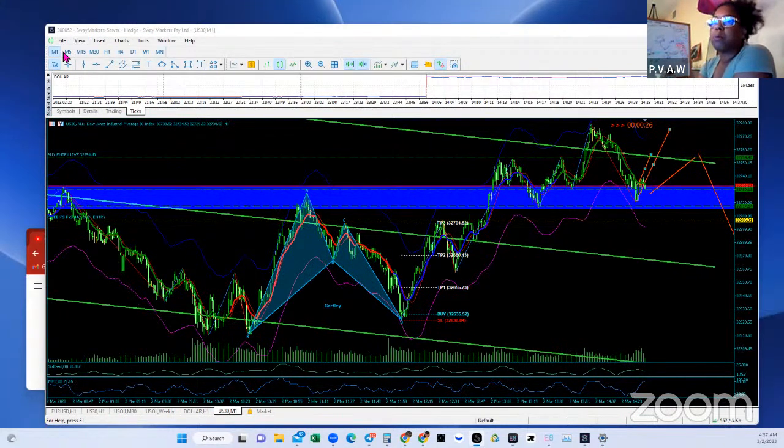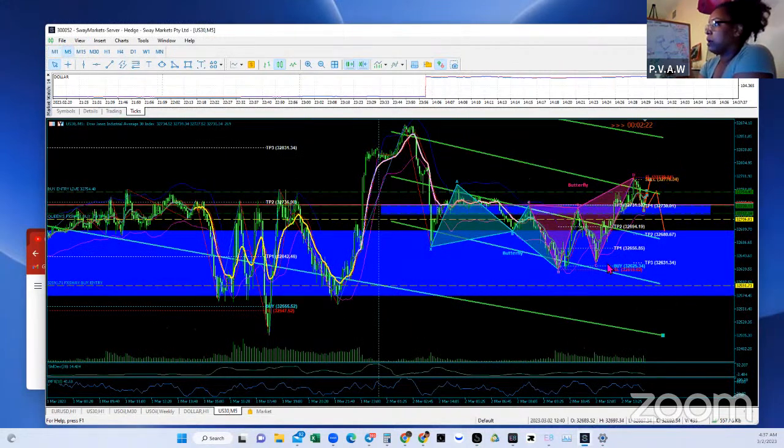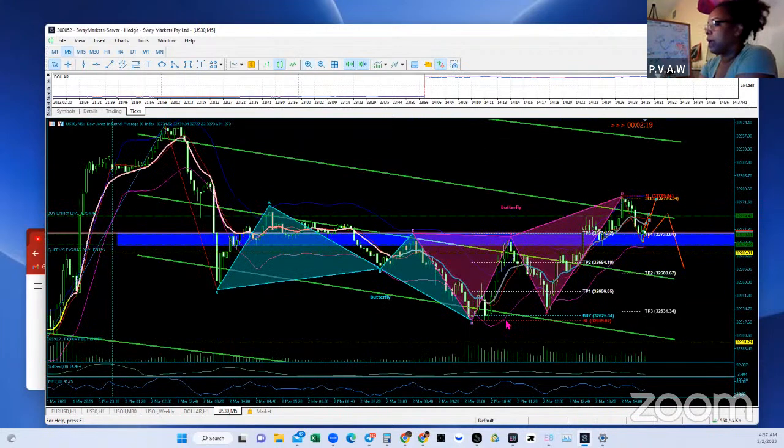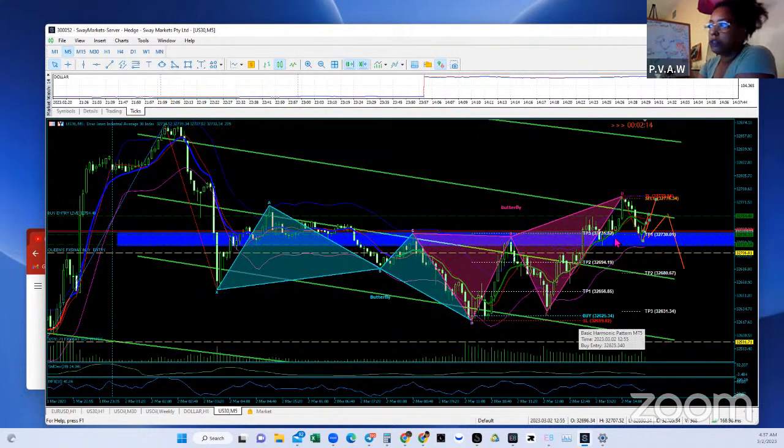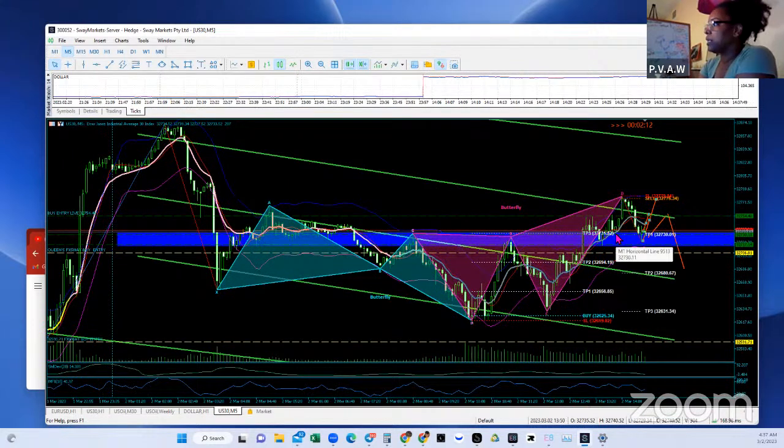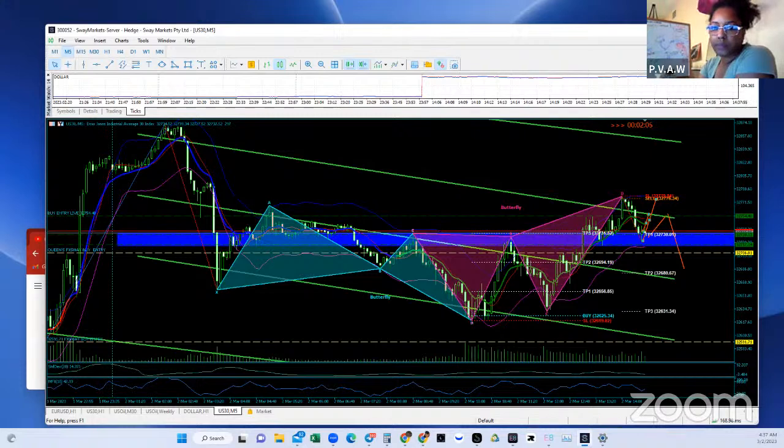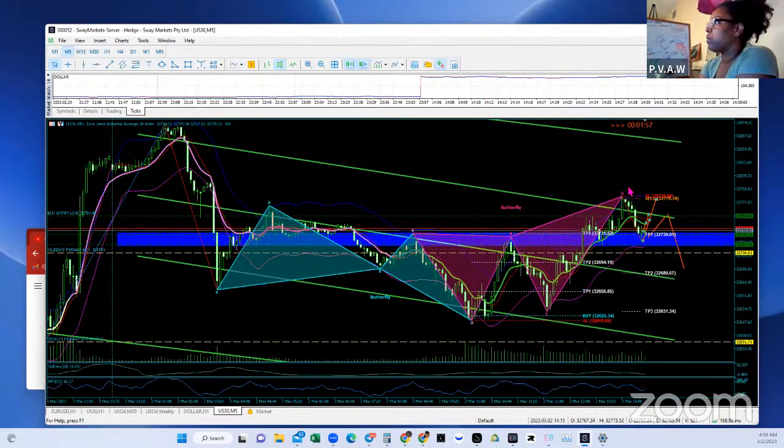M5 made a bullish butterfly. Here we go. M5 made a bullish butterfly. I said we're sitting at target 3 right now. And I said if we have strong bullish momentum, we will keep going or go down. We ended up going up.